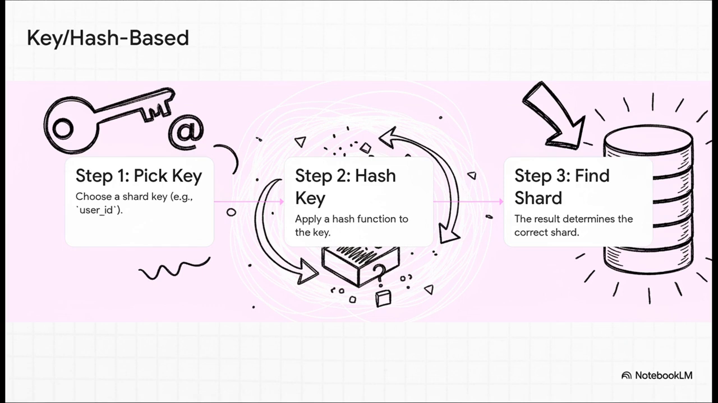Something unique, like a user ID, works great. Then you run that ID through a hash function, which just spits out a number. And that resulting number tells you exactly which shard to store that user's data on. It's a purely mathematical way to spread the data around.